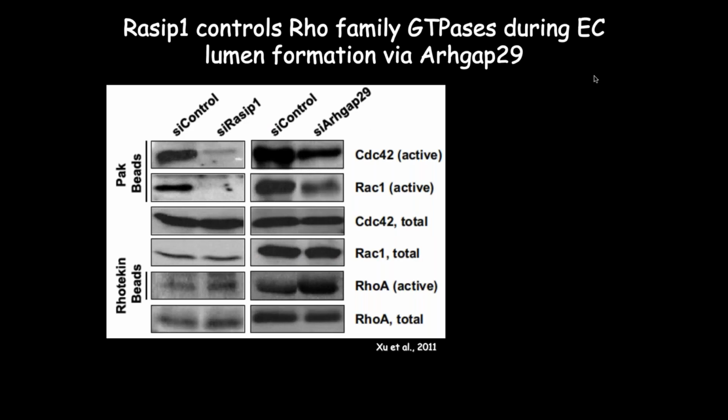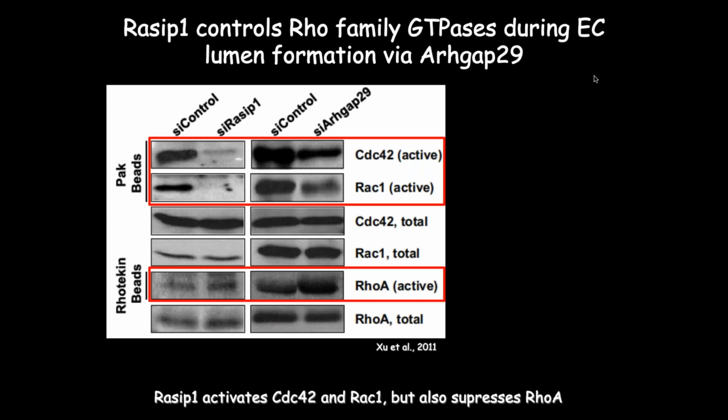But he went further and he took a look to see whether or not the activity of these GTPases required RAS-IP1. And so here I'm just showing you these Westerns that are showing you the activity of CDC42 and RAC, and that's sort of the top panel here. We're doing that with PAK beads. So the expression of these GTPases was not affected. It was really the activity. And Rho, on the other hand, was interestingly kind of upregulated. And he saw the same exact sort of profile with an siRNA knocking down the function of that R-GAP that I told you was a binding partner to RAS-IP1. So this was really intriguing to us. This implicated his favorite GTPases in our process and downstream of our gene.